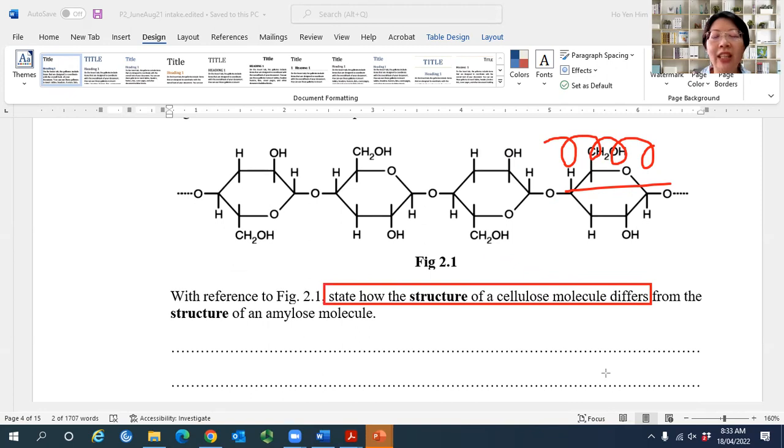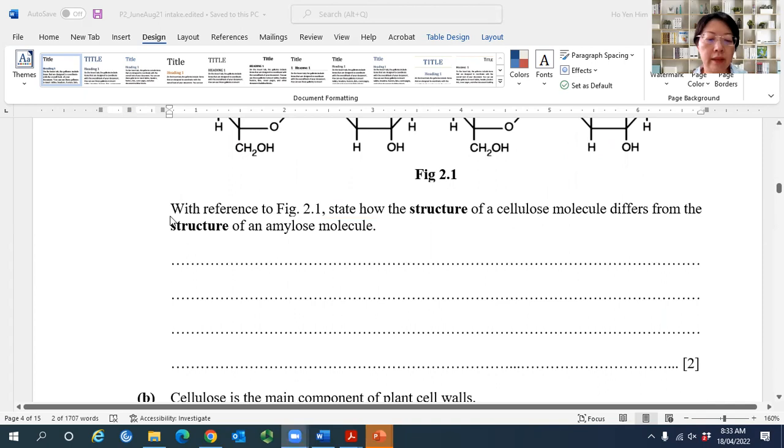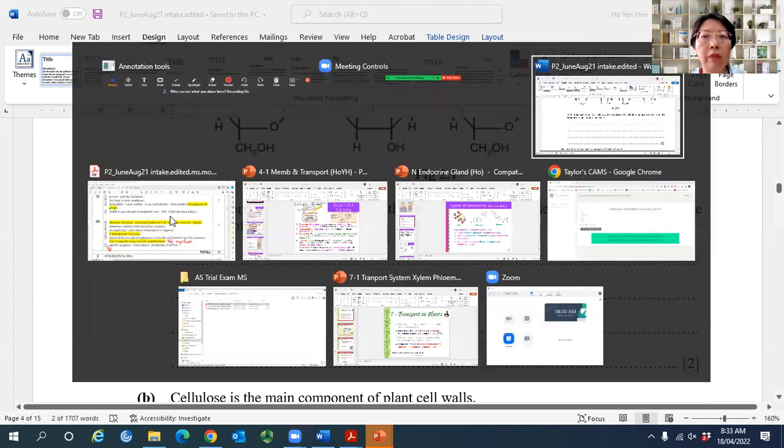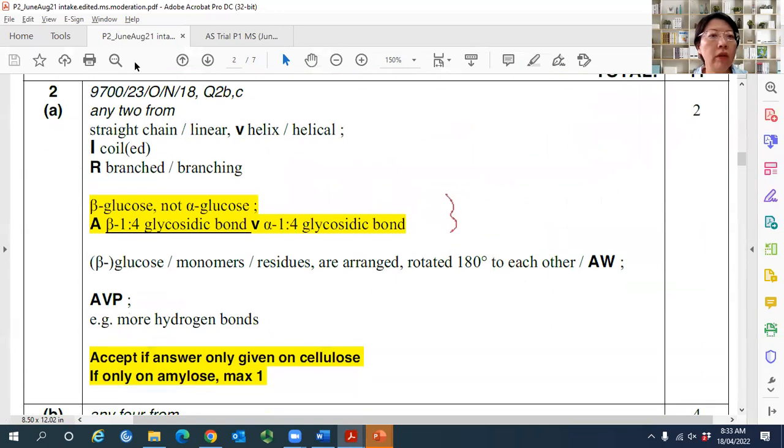They didn't say state the differences between A and B. So you don't have to tell me about both cellulose and amylose. They say, tell me how A differs from B. So just tell me about A will do. So this is how you write minimum and score maximum in the exam. See what the question wants before you answer. Okay, so therefore, you look at the mark scheme, it is only talking about the cellulose molecule.